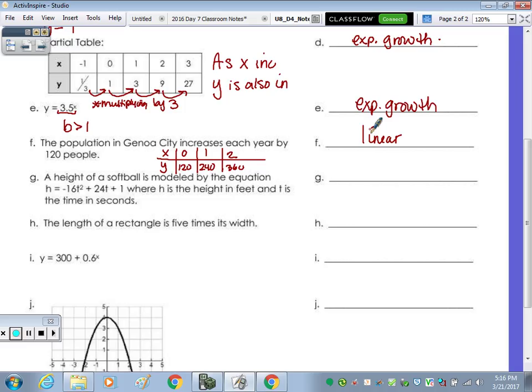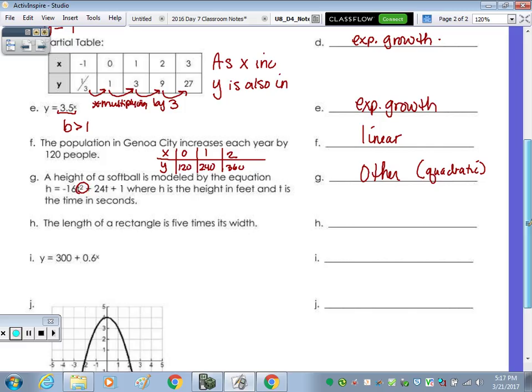G, the height of a softball is modeled by the equation h equals negative 16t squared plus 24t plus 1, where h is the height in feet and t is the time in seconds. Well, this is a quadratic function as we just finished the unit, so this would be other. And let's make note that this is a quadratic, as it was degree 2.